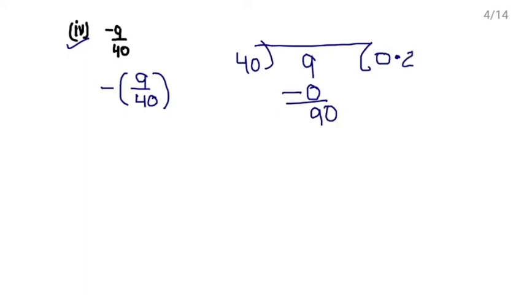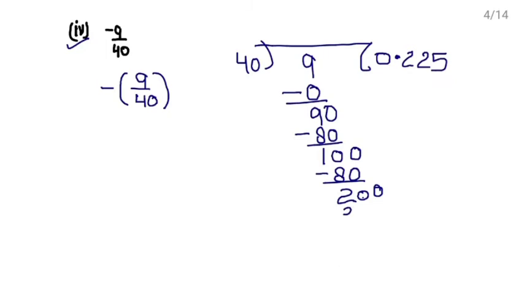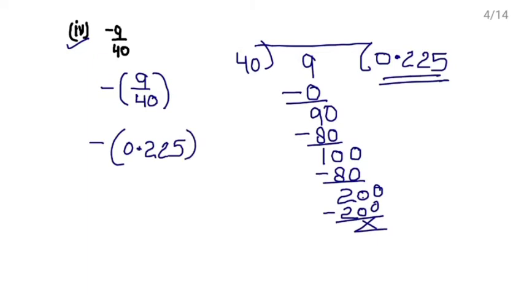40 twos are 80. Subtract 10. Already have decimal, so you can take 0 as bonus. 40 twos are 80. Again subtract 20. You have decimal, so you can take 0 as bonus. 40 5s are 200. So what you are getting now? 0.225. This is the value of 9/40.